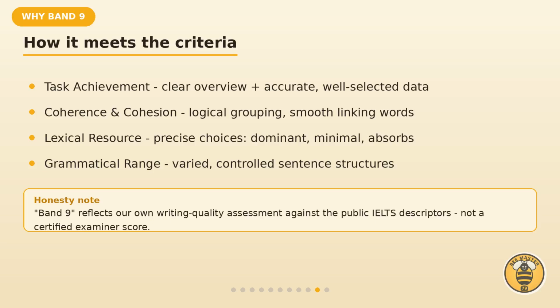Why does this reach band 9? Task achievement: a clear overview plus accurate, well-selected data. Coherent, logical grouping and smooth linking. Lexical resource: precise words like dominant, minimal, and absorbs. And a range of accurate grammar. One honest note: band 9 here reflects our own writing quality assessment against the public IELTS descriptors, not a certified examiner score.